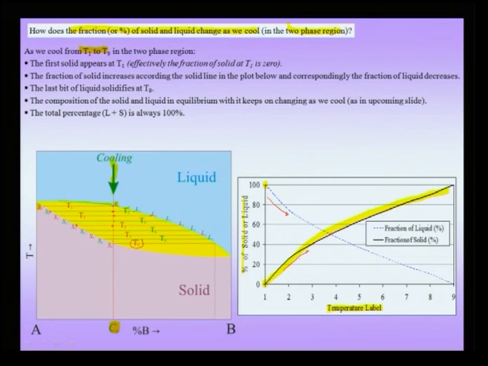So, you notice that the fraction of the liquid is decreasing from 100%, the fraction of the solid is increasing from 0%, and finally, at temperature T9 you have fully solid and there is no liquid present in the mixture.